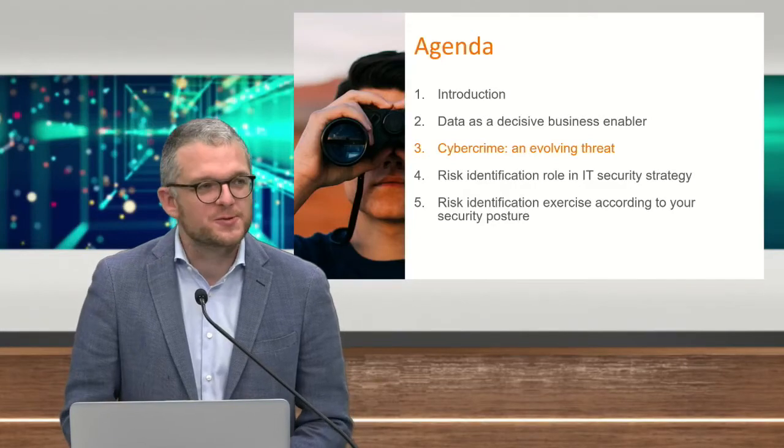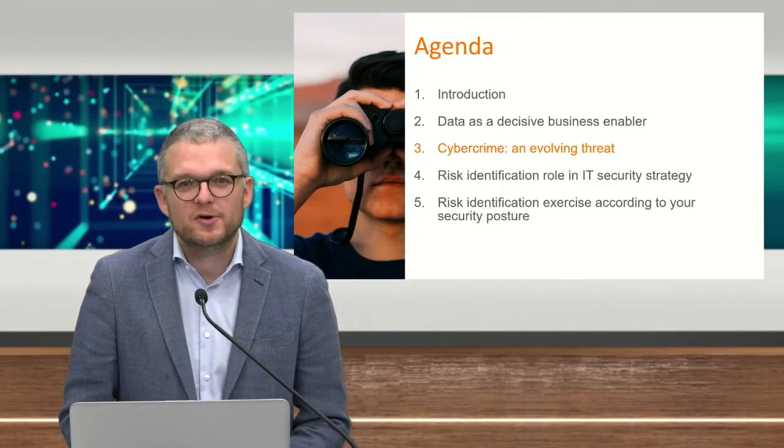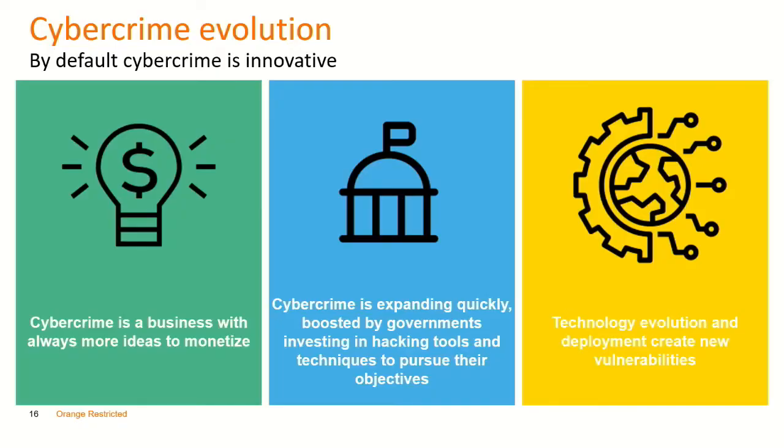So Thomas gave us an overview of the importance of data in the corporate environment. That data is also at threat, so cybercrime is evolving, and Aubrey will share his thoughts on this. Thank you, Koen. Now, first of all, it's very important to not underestimate the capacity of cybercriminals to innovate. We can see that this innovation capacity is usually driven by a couple of main characteristics.